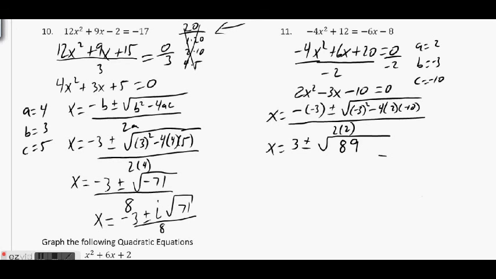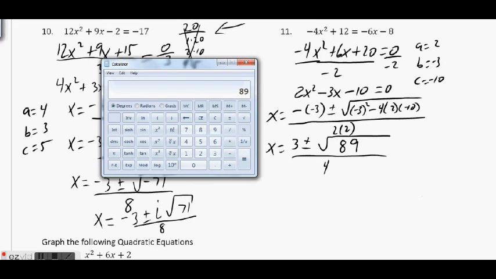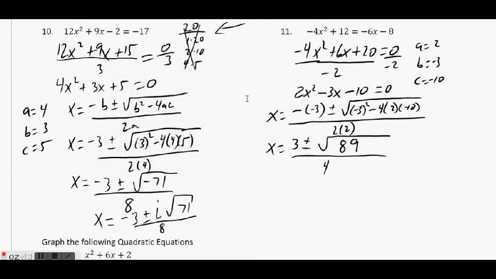I tried a whole bunch of things. 89 divided by 2 squared, which is 4, didn't work. 89 divided by 3 squared, which is 9, didn't work. Alright, not going to waste the time. Nothing worked. There's no negative, so I don't have to worry about imaginaries. I can't do anything. I'm done. Alright, we move on.